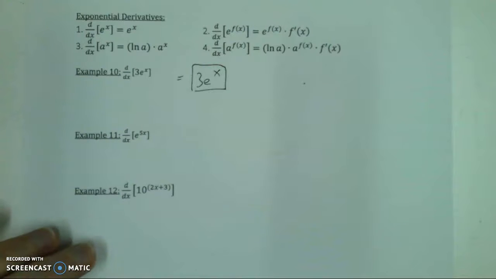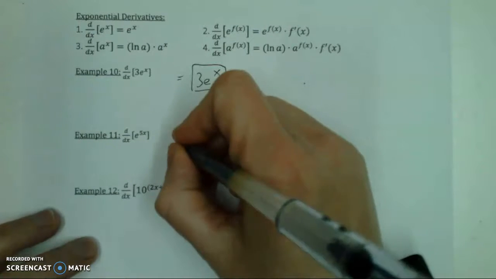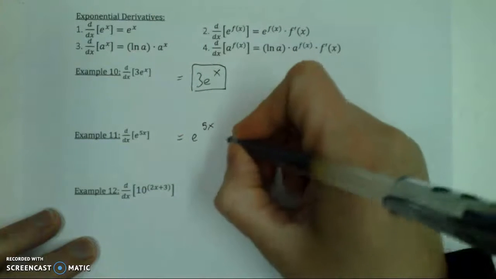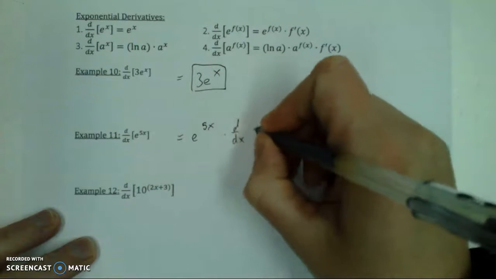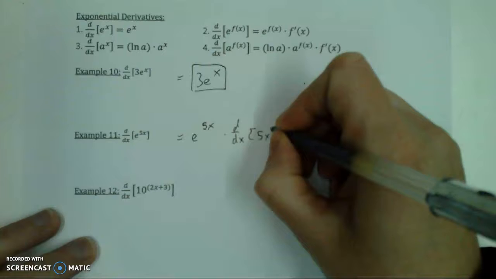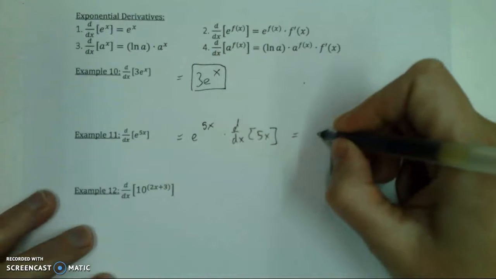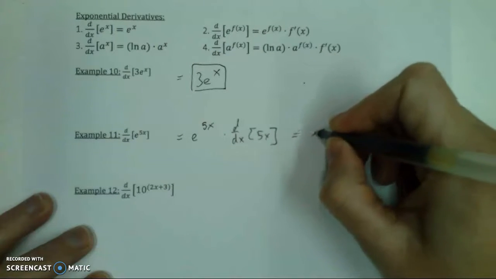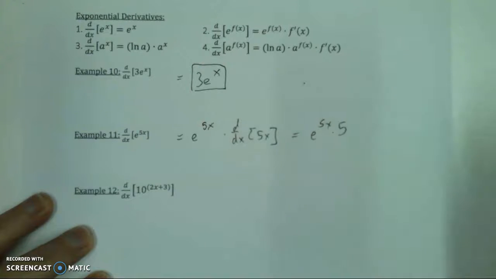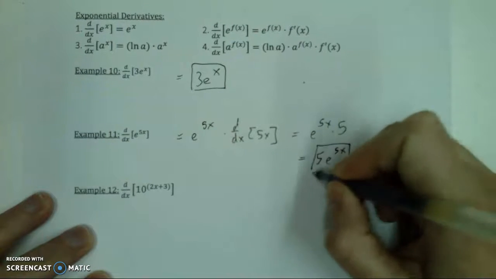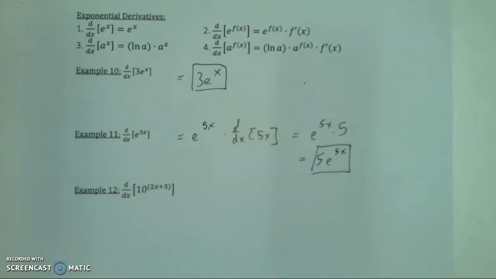Now what if we've got e to the 5x power though? So again, I'm going to repeat my question, and then I multiply by the derivative of the exponent. So what is the derivative of 5x? That is just 5. Now generally, I'm going to put that 5 out in front just to make it a little easier to read, but that is our answer.